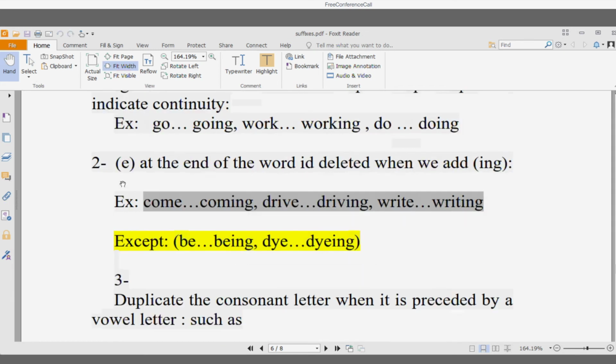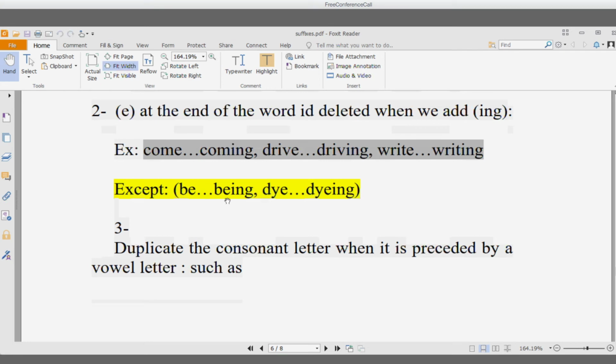When the word ends with E, the letter E at the end of the word is deleted and then we add ing. إذا انتهت الكلمة بE basically يعني تحذف وتضاف ing. For example, come, coming, drive, driving, write, writing. Each one of these words ends with E, which is deleted, and then we added ing. Come, coming, we delete the E at the end of the word, and then we add ing. Drive, we delete also the E, and then we add ing. The same thing with write. So delete the E at the end of the word and then add ing.